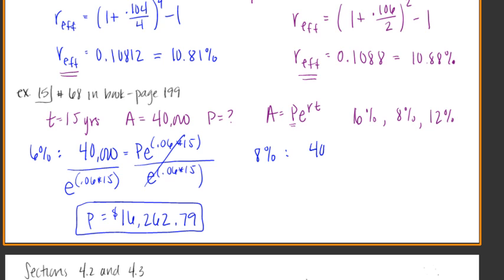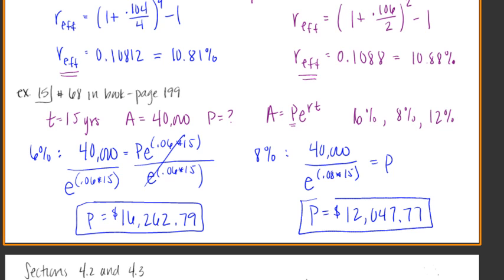If we do the same thing for 8%, let me just skip to this part. You basically take your $40,000 and divide it by e to the power. All we have to do is change that rate. So it's going to be 0.08 times 15 is going to equal P. Okay, so let's do this one more time. With the 8%, we're going to get a P value of $12,047.77. Okay, so that's at the 8% rate.